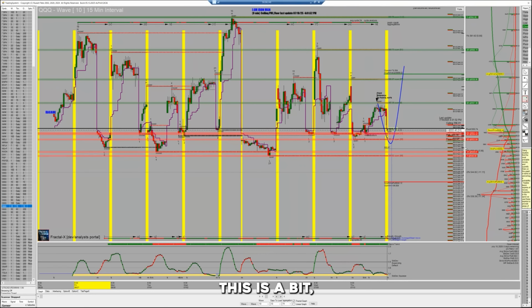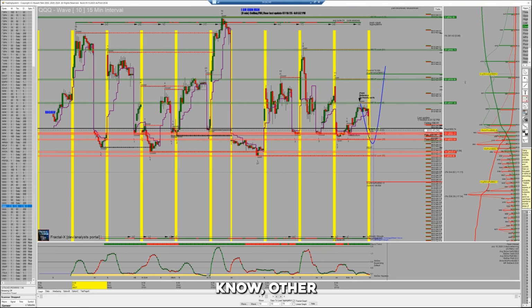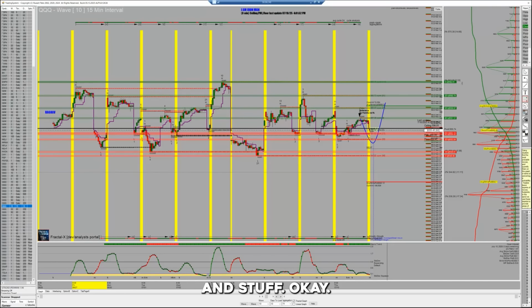This is a bit of a different concept, other than the fractals and stuff. This is not related to the fractal stuff right here.